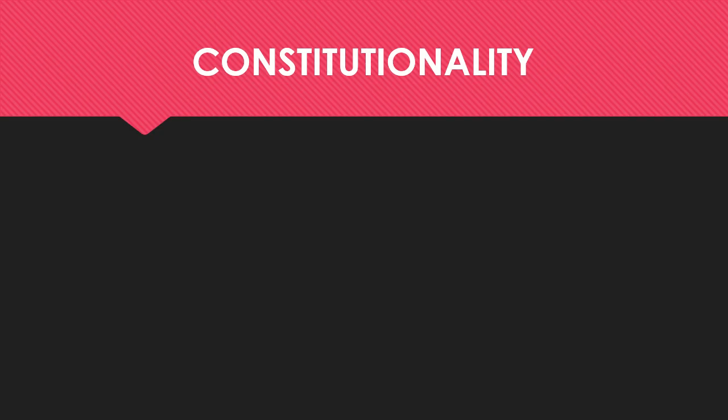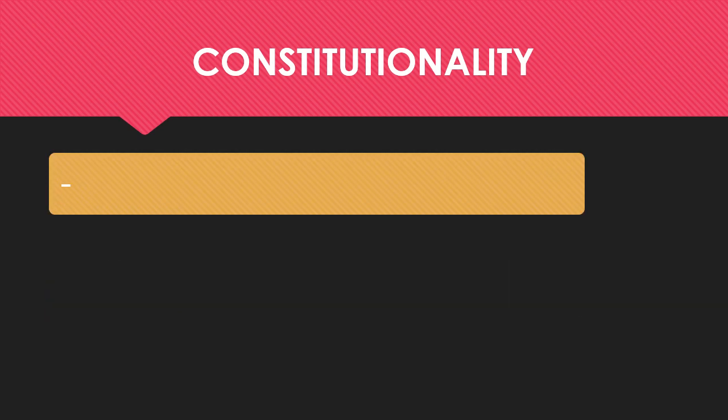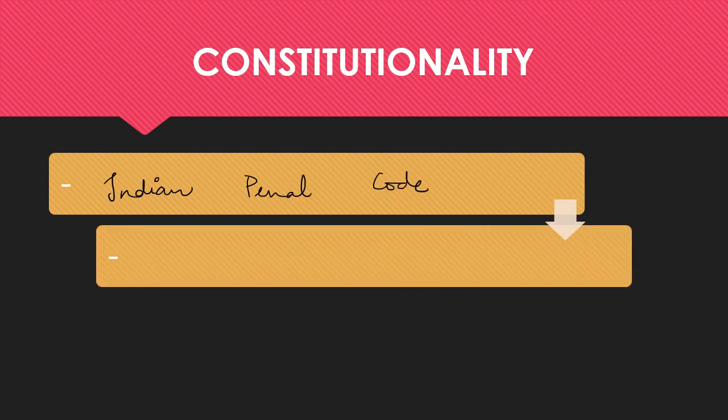Now I want to talk about this point that is called constitutionality. We've discussed this before. Let us say there's a certain law, let us call it the Indian Penal Code. The Indian Penal Code could have a certain provision, let us say section number 100. I'm giving you only an example. Section 100 is not what we're talking of right now. I'm just giving you an example because 100 is a simple number.